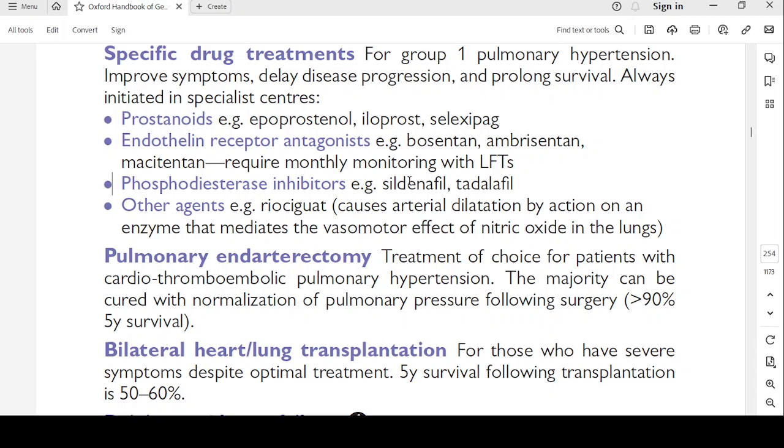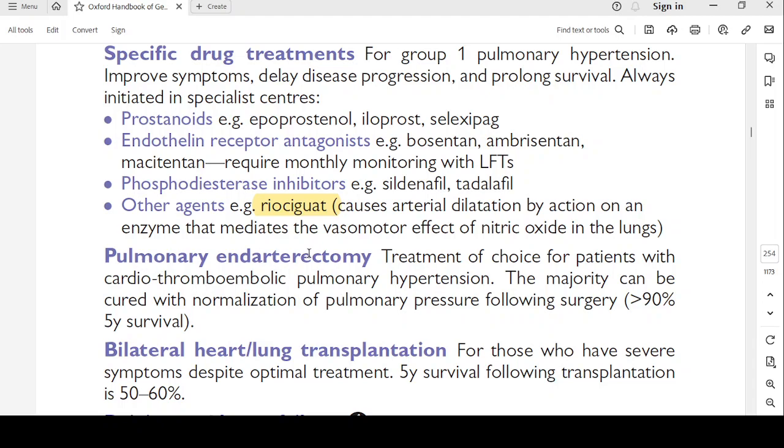Phosphodiesterase inhibitors, sildenafil and tadalafil, have been used historically for pulmonary hypertension. Other agents: riociguat. Riociguat causes arterial dilatation by an action on an enzyme that mediates the vasomotor effect of nitric oxide on the lungs. So, riociguat is another agent for primary pulmonary hypertension.